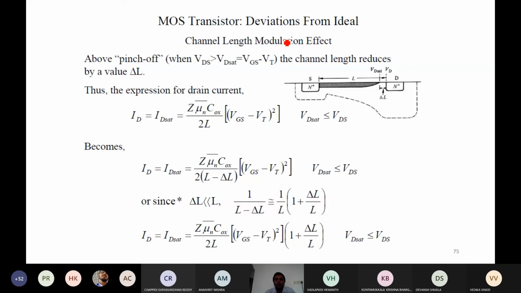So channel length modulation we can quickly explain here. 1 minute. So N plus source and N plus drain, and as we have introduced, there is a pinch up. At VDS equal to VD set, it is pinching up, but still there is almost no gap. It is almost pinched, touching somewhere here. But as we increase VDS to more than VD set, the channel pinches off earlier. Further you increase, it will pinch off here. Further increase, it will be pinching off here.